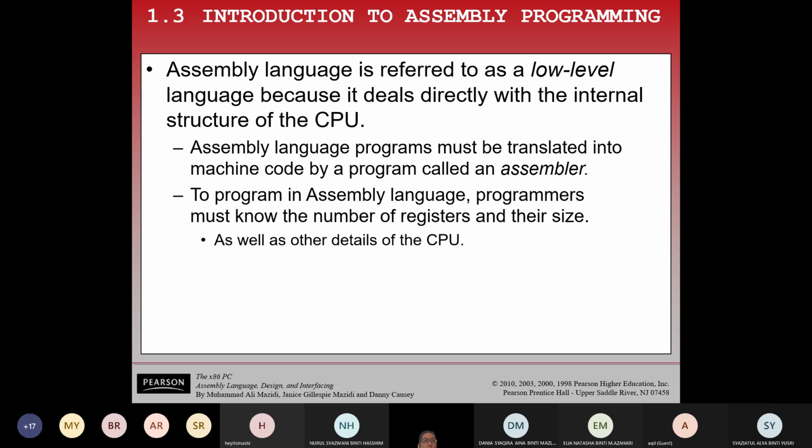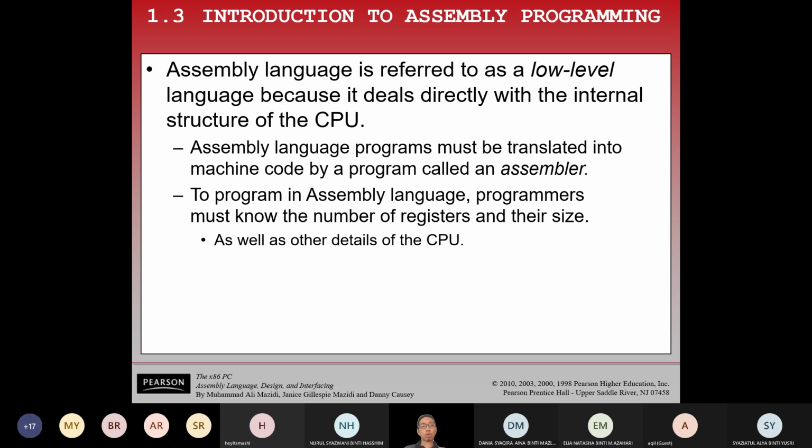Okay, so the assembly language is referred to as a low-level language, right? Right now you have C++, Java, and so on, so that's considered high-level language. The low-level language is the language that you use to communicate with the CPU.